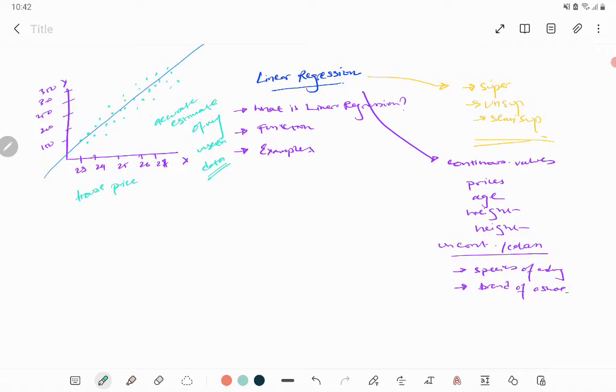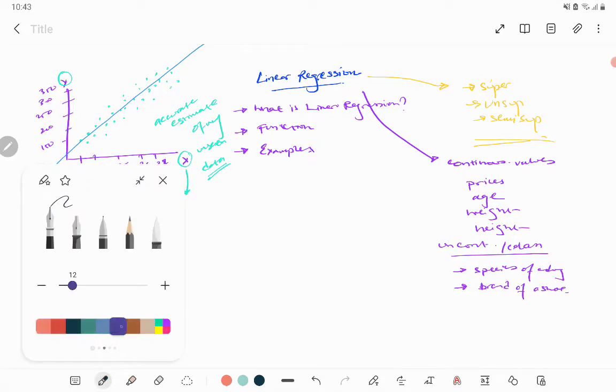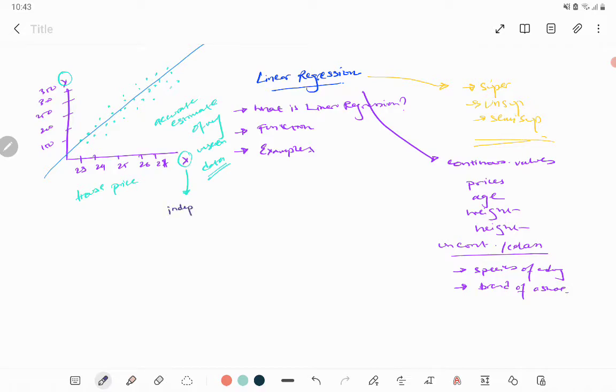With that, we can talk a bit about what is x and what is y here. We call x the independent variable, so it doesn't depend on anything else. Y is the dependent variable, because the value of y, that is the price of the house, depends on the year, right?